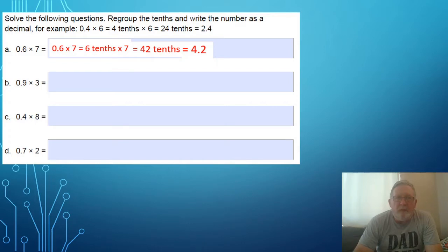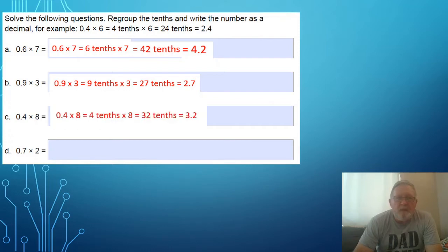We're back. Let's see how you went. So, 9 tenths times 3 is 27 tenths, regrouped as 2 and 7 tenths. 4 tenths times 8, 4 lots of 8 tenths, 8 lots of 4 tenths, 32 tenths, 3 and 2 tenths when it's been regrouped. And finally, 7 tenths times 2, you should see your 7 times 2 as a number fact there, and it gives you 14 tenths, 1 and 4 tenths.